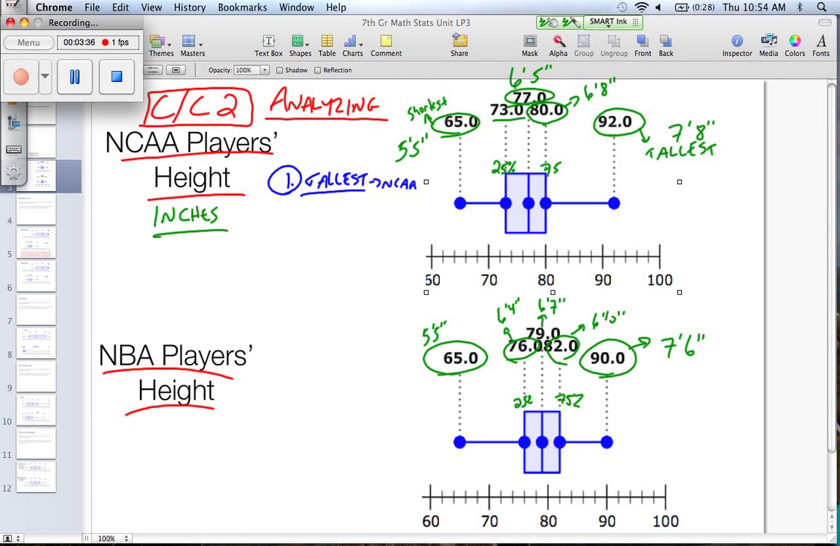While I might not see a huge difference in the extremes, I do see a large difference between the boxes for the NBA and the NCAA. Let's make our first conclusion. Which group of players do you think on average is taller? Well, the median in the NBA is taller than the median in the NCAA. The upper quartile is taller than the upper quartile. The lower quartile is taller than the lower quartile. Which would be 6'1". So we would say on average the NBA is greater or taller than the NCAA.